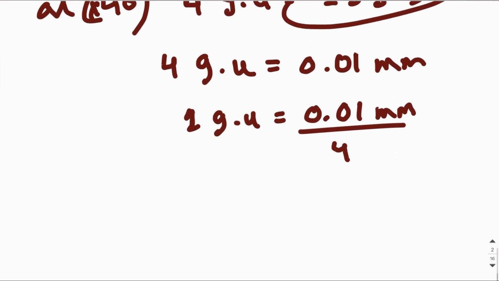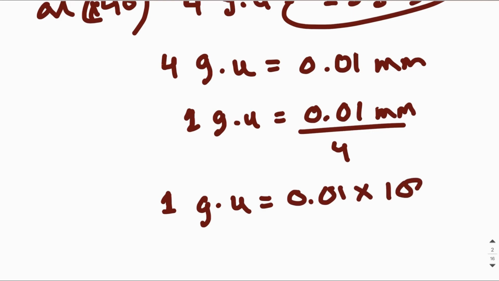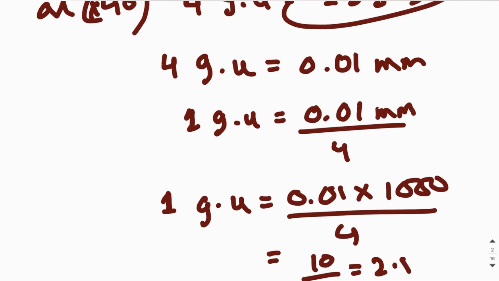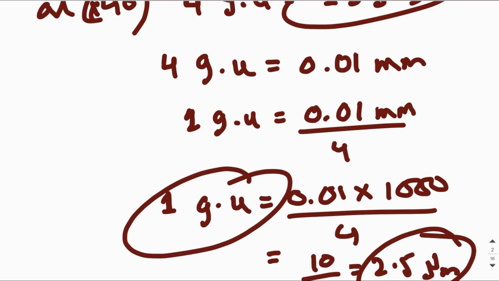We can also convert this into micrometer. 1 graticule unit is equal to 0.01 × 1000, because we want to convert it into micrometer, divided by 4. So when you multiply 1000 by 0.01, this will be 10, divided by 4 is equal to 2.5 micrometers. So now 1 graticule unit is equal to 2.5 micrometers.